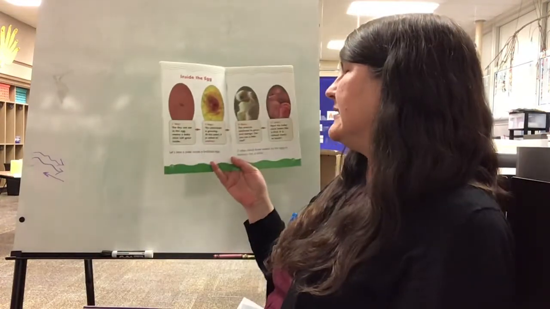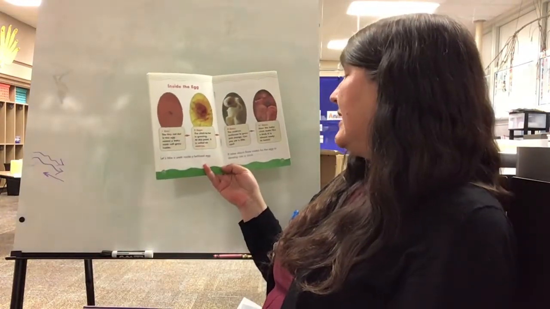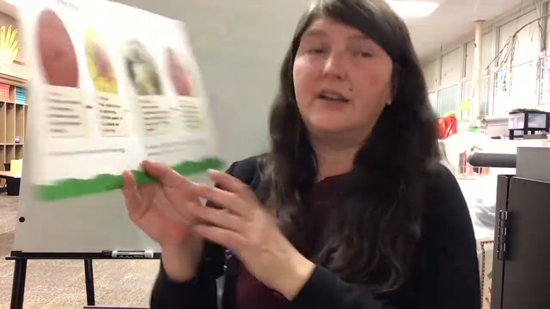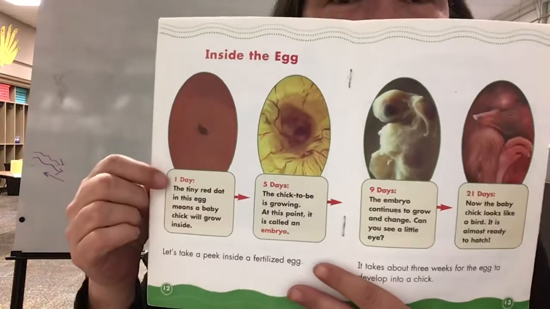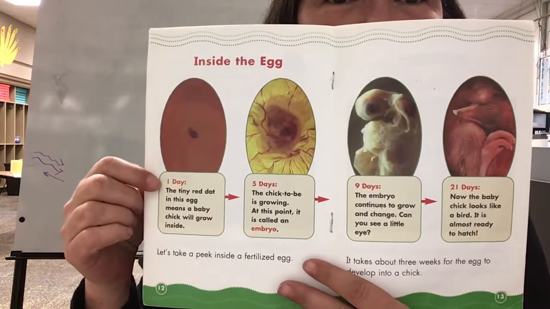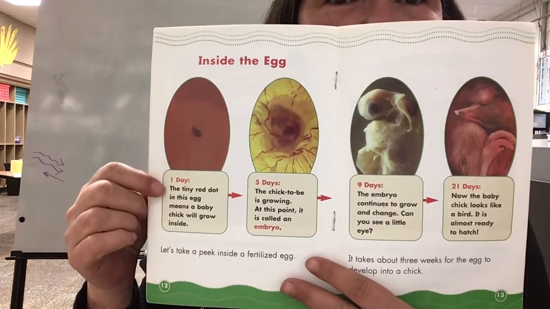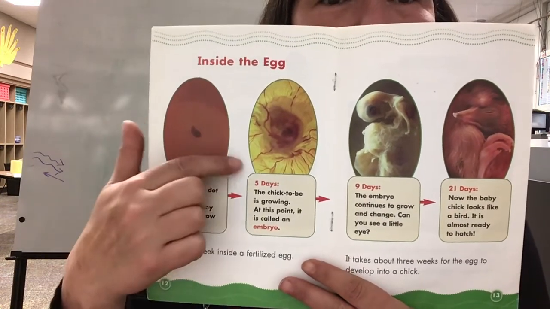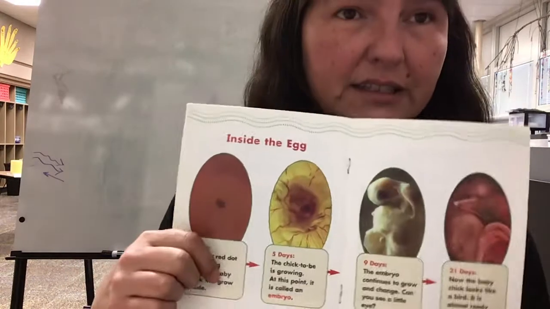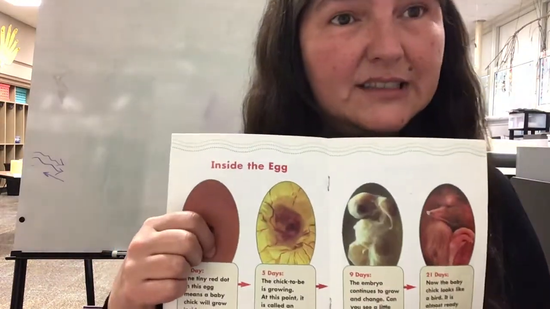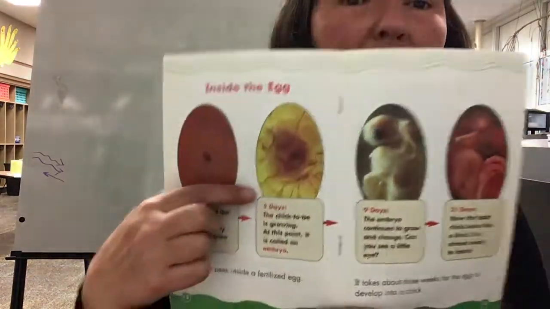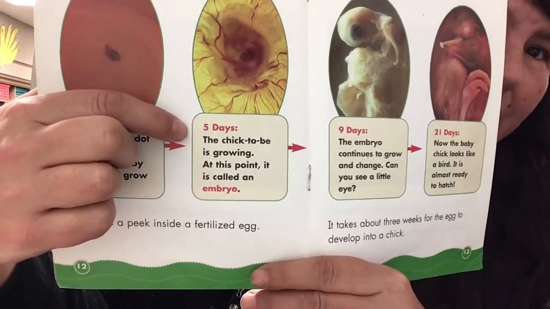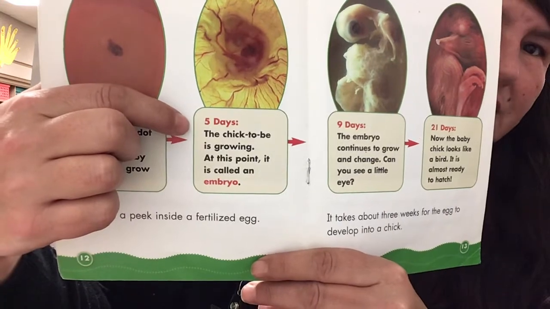Let's take a peek inside a fertilized egg. It takes about 3 weeks for the egg to develop into a chick. So we're looking inside the egg. Day 1. The tiny red dot in this egg means a baby chick will grow inside. Day 5. So this is like if the mama hen starts to sit on the eggs and warms them up. By the 5th day, the chick to be is growing. At this point, it is called an embryo.